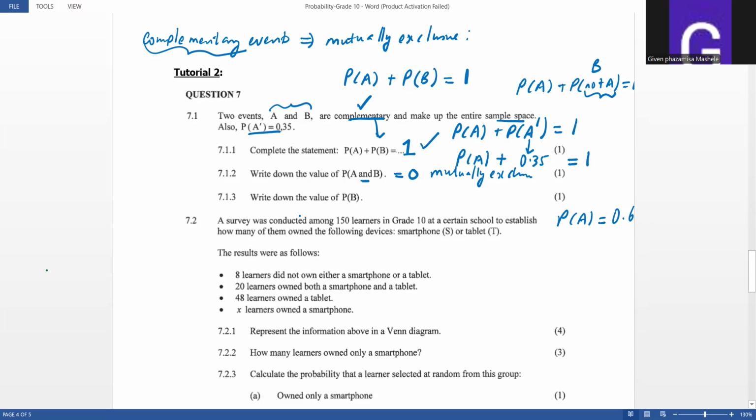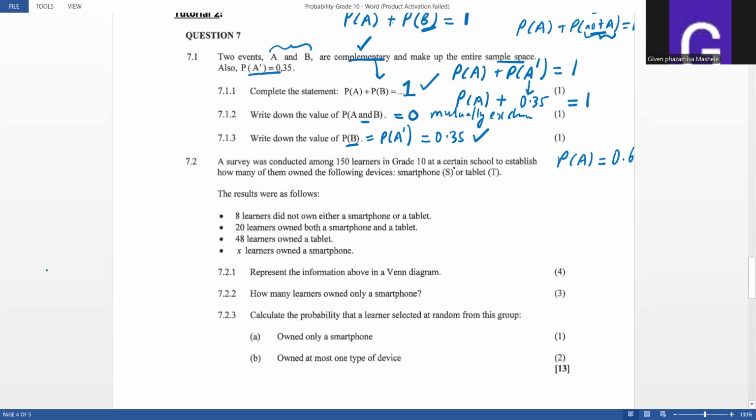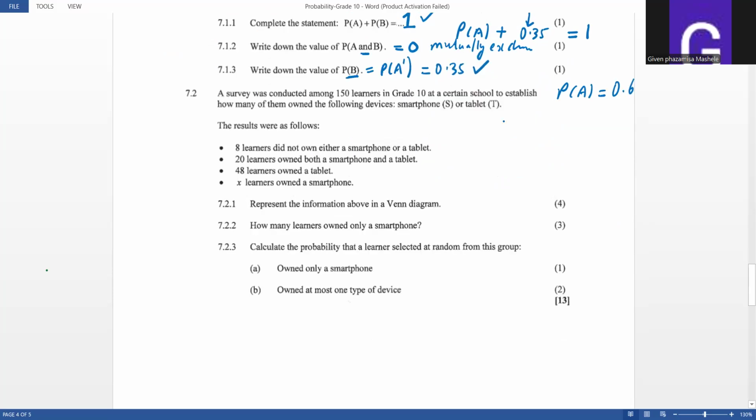And write down the probability of B. Remember, B is the same as not A, because they say A and B are complementary. So it means the probability of A plus the probability of not A. If it's not A, then it's B. So the probability of B is the same as the probability of not A, which is actually 0.35. I believe you're following. Right, let's look at the second one.